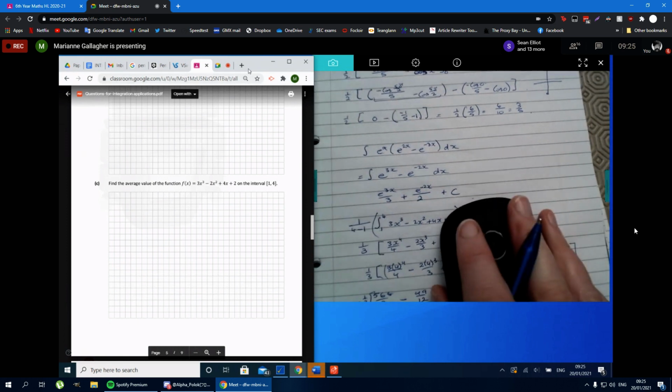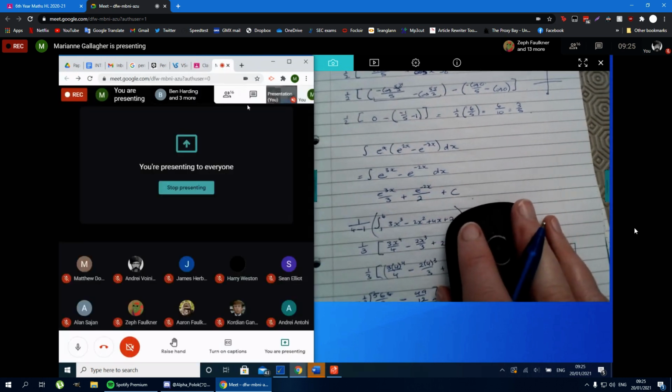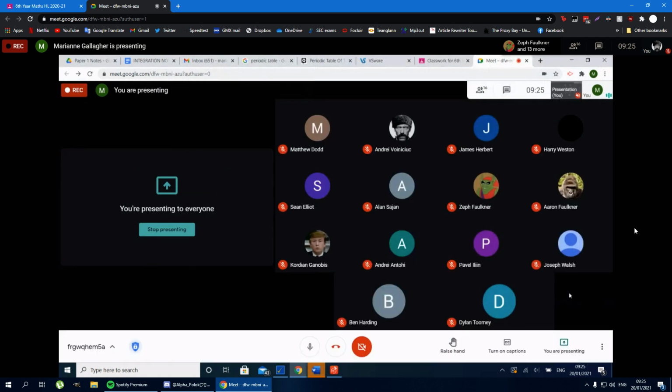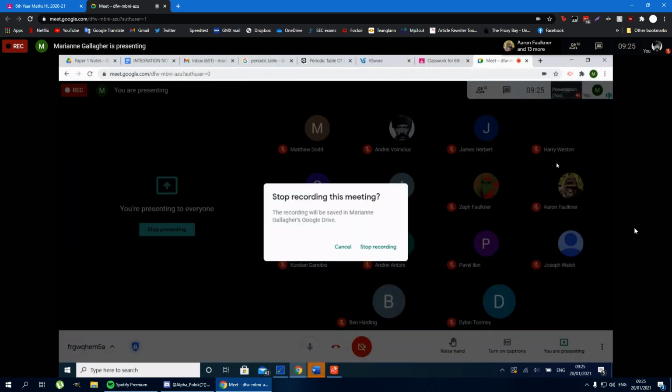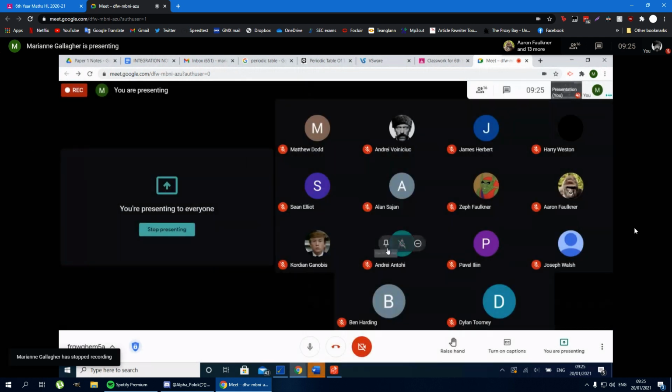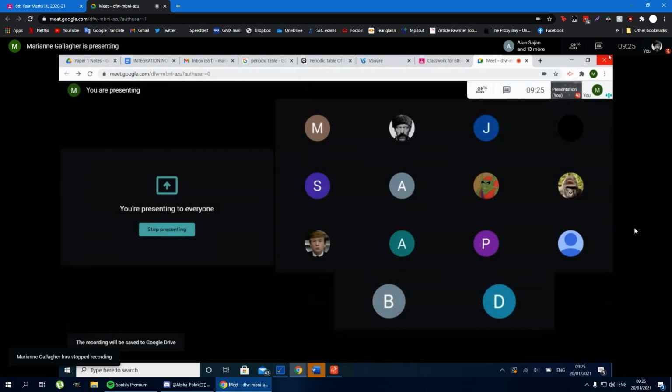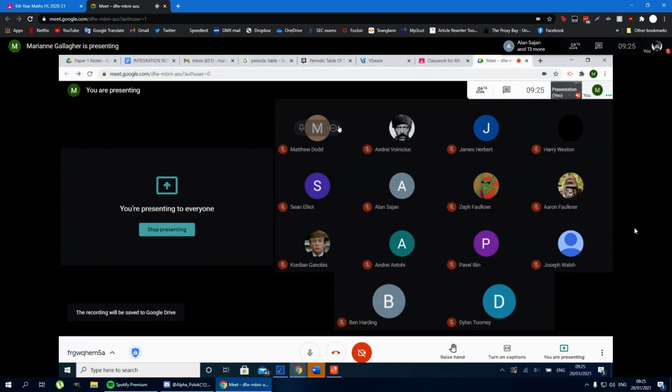So nothing too complicated in any of those. The key is to remember, always simplify before you integrate. And just remember the formula for getting average. Remember the formula for getting area under a curve. That okay?